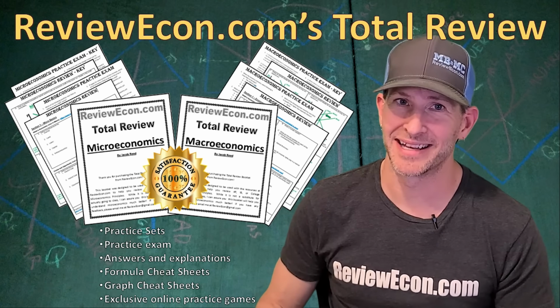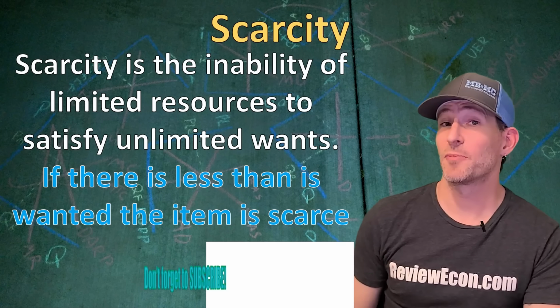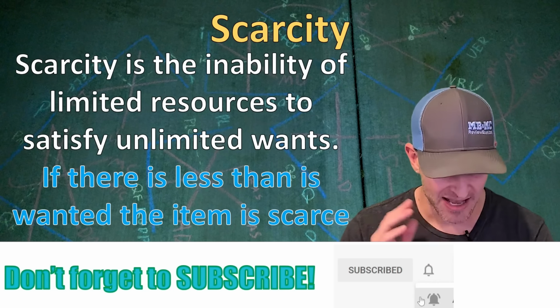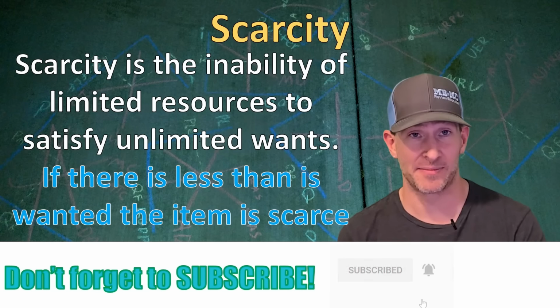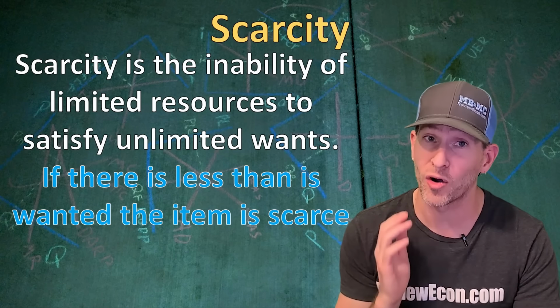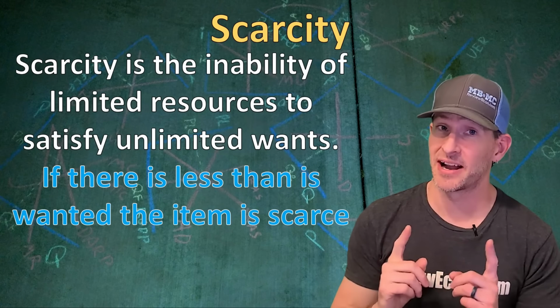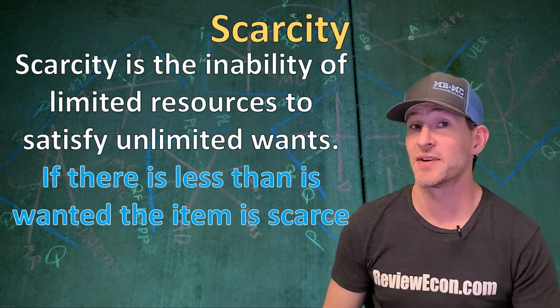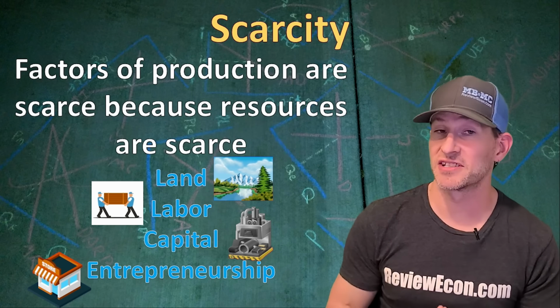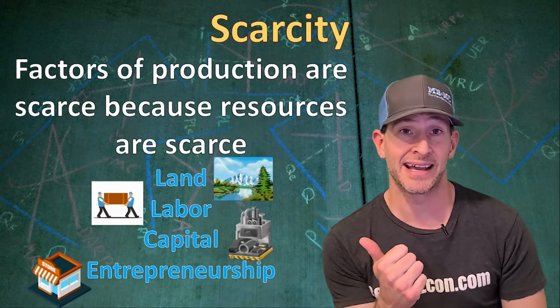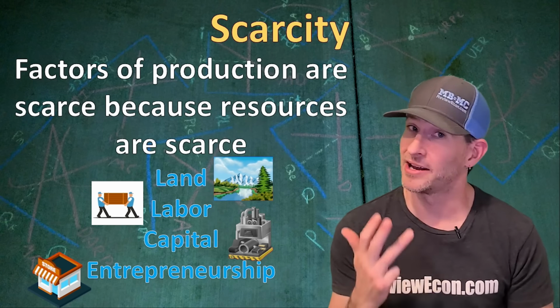Now let's get into the content. First up, we've got Unit 1 Basic Concepts. Number one concept is scarcity. Scarcity is the inability of limited resources to satisfy our wants. If there's less of an item than is wanted of that item, the item is scarce. It will have a positive price and you have to give up something to get it. The reason why goods and services are scarce is because factors of production are scarce. Factors of production are land, labor, capital, and entrepreneurship.